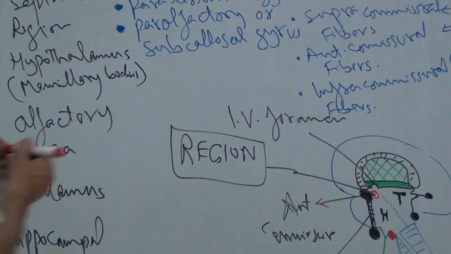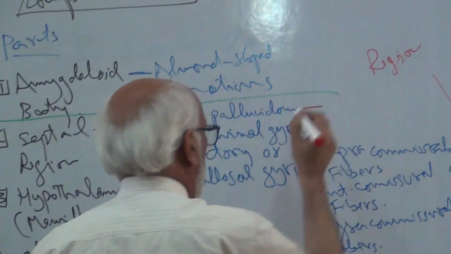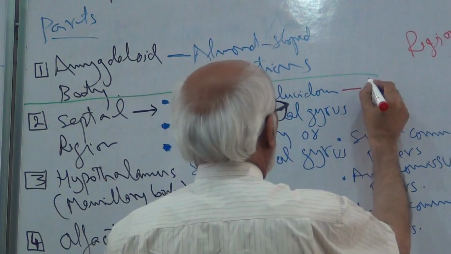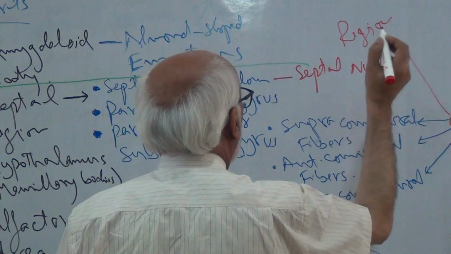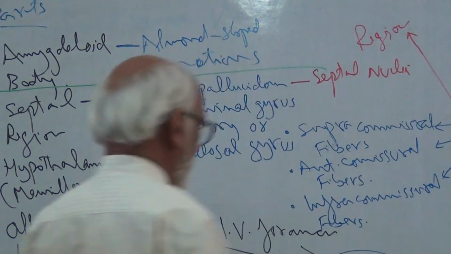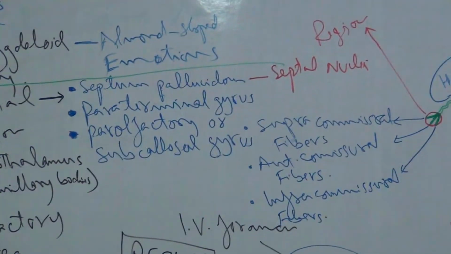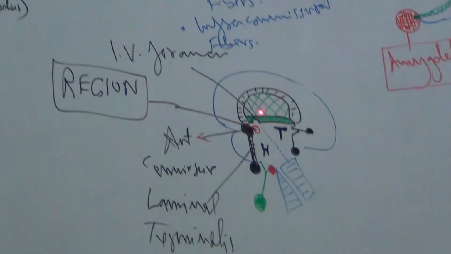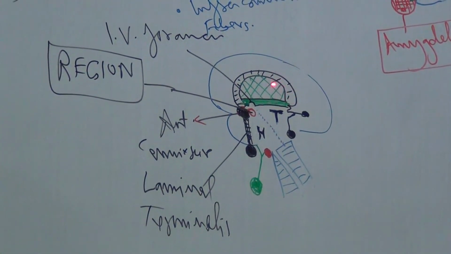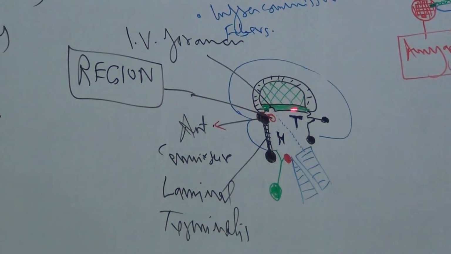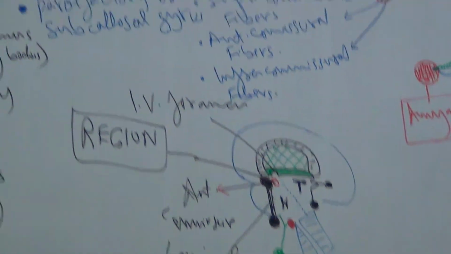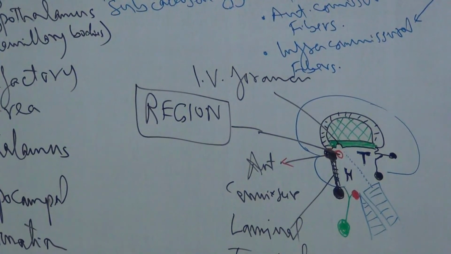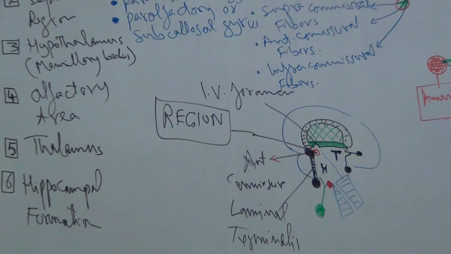Now, septal region, this is the septum pellucidum, which is occupied by sparsely dispersed septal nuclei. The septum pellucidum, this partition, is attached to the inner surface of the corpus callosum, and its free border gives attachment to the body of the fornix. So this septum pellucidum is occupied by septal nuclei which are sparsely disposed. Then paraterminal gyrus.